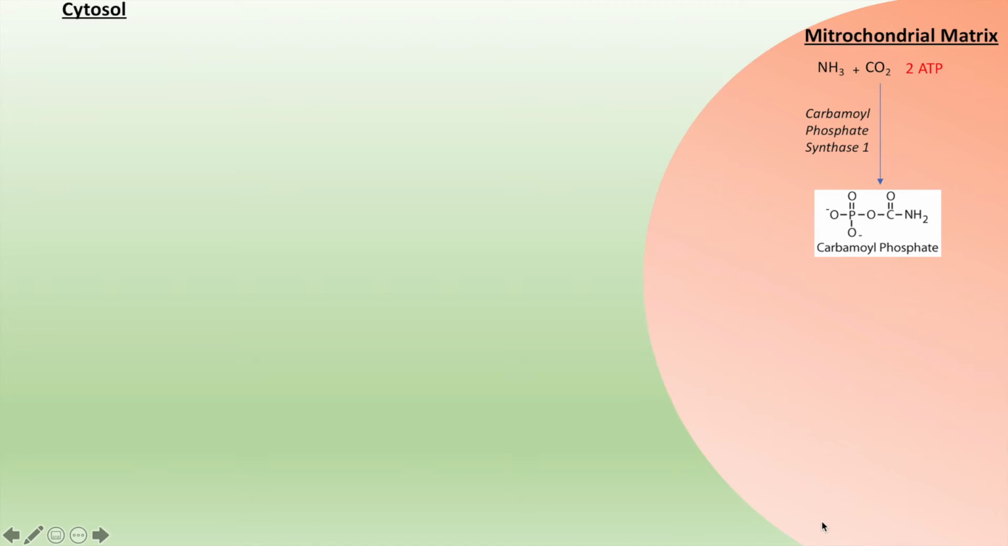Now, obviously, almost every reaction has byproducts. The byproducts in this reaction include 3 hydrogen atoms, 2 ADP, which are the result of ATP, and finally an inorganic phosphate.